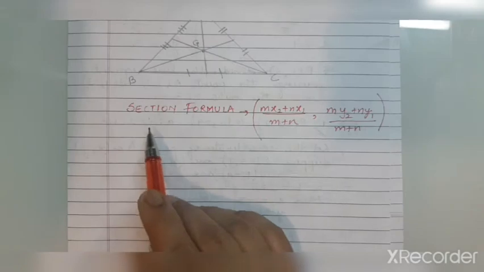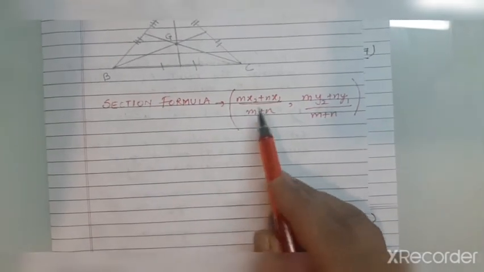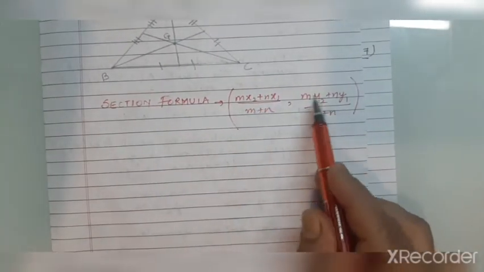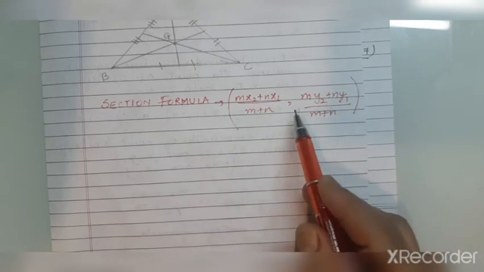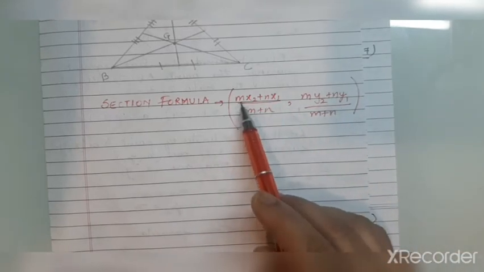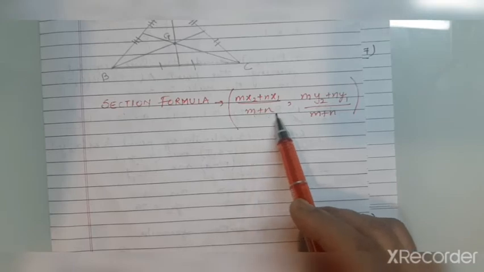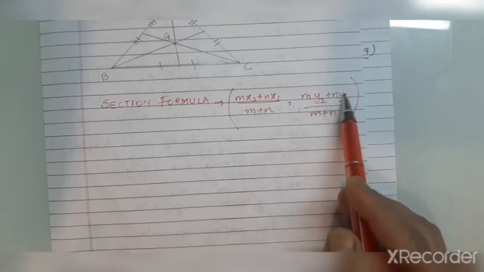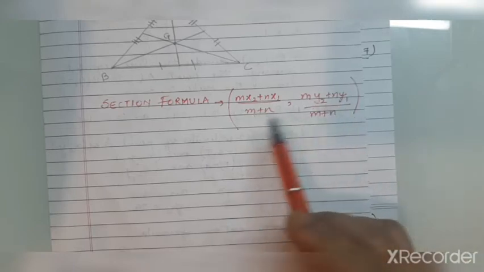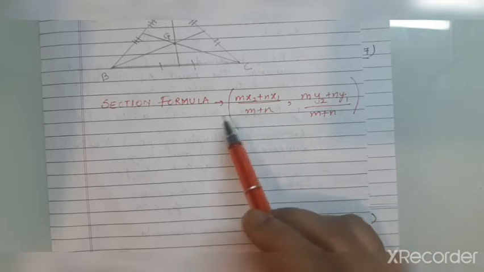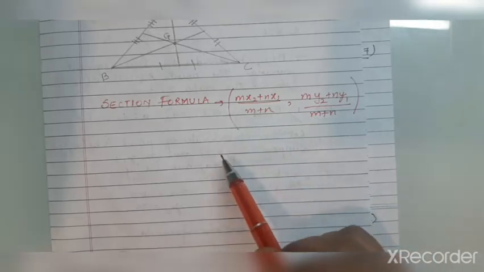So you can see here the section formula is written as: this is the x coordinate and this is the y coordinate of the point which we are going to find. So mx2 plus nx1 upon m plus n, my2 plus ny1 upon m plus n. And what are m and n? They are the ratio in which that segment is divided.